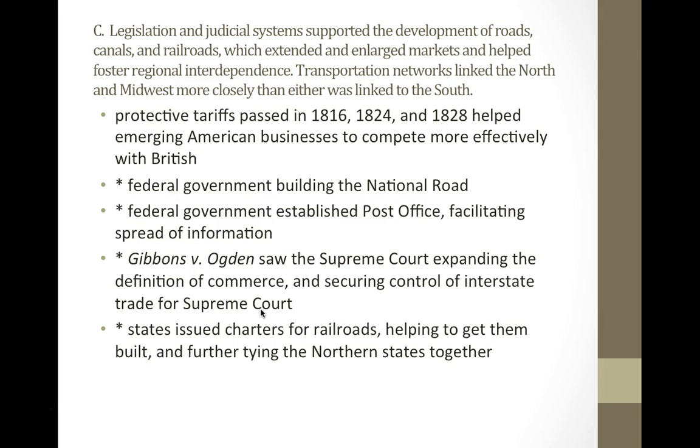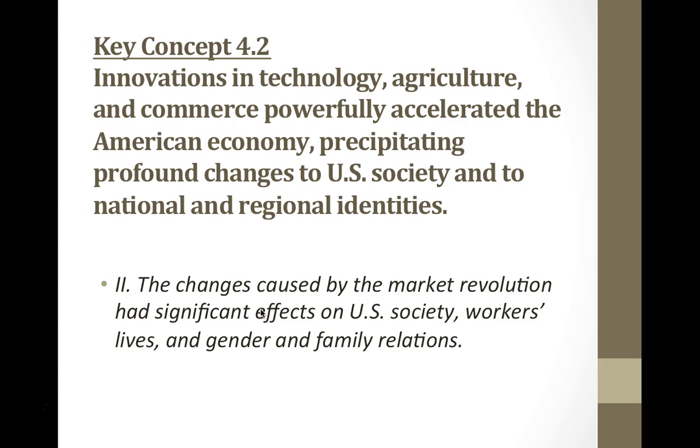We're going to have the federal government building national roads, the national post office. All right, Gibbons v. Ogden's another important Supreme Court decision, which expands the definition of commerce and allows the federal government to control interstate trade. All right, so states can't tax each other, can't have tariffs within the country, which obviously caused a lot of problems. All right, states are then going to start to issue charters for railroads, having them connect and tying the North together, which we've already talked about is going to be a big reason why the North is going to be effective in the Civil War.